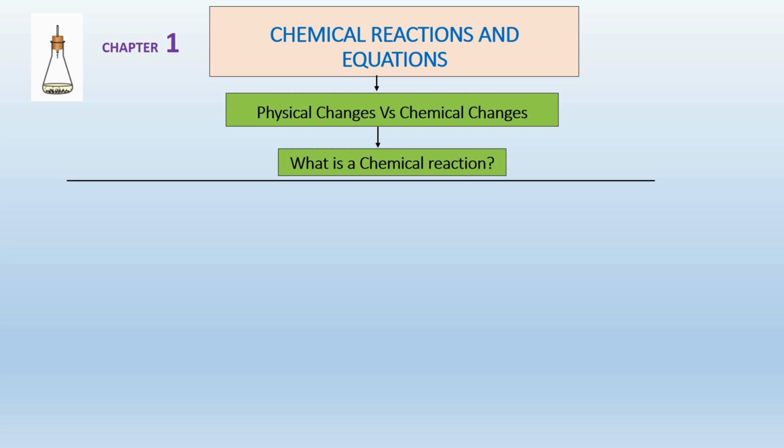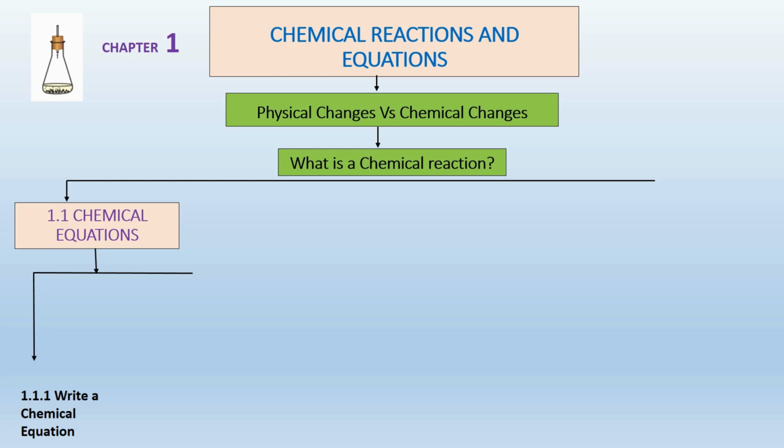Now, if a chemical reaction has taken place, the next question is, what is the chemical equation for that reaction, right? We will learn how to write a chemical equation that shows what happens during the reaction using symbols and formulas. But just writing the equation is not enough. We will also need to balance it so that the number of atoms on both sides of the equation is the same. Don't worry, you will learn how to balance a chemical equation in this chapter step by step.